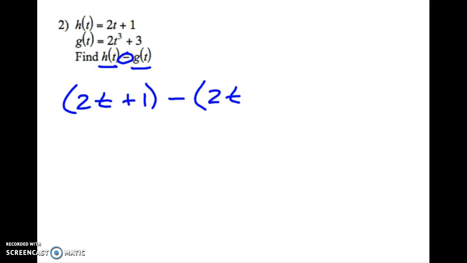In the second example, we got the h of t, and this time we're going to subtract the g of t. So if we start with the h of t, we replace that with the 2t plus 1. Now we're going to subtract the g of t, which is the 2t cubed plus 3. My recommendation, since we have the minus sign here, think of it as a minus 1. You want to make sure you distribute it through.